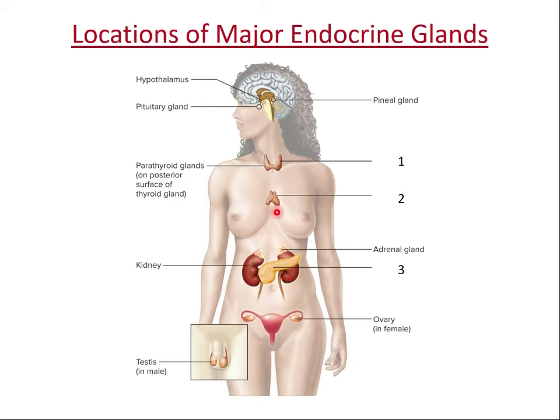And the gland shown here is the thymus, mainly seen in small children. As we grow, this gland becomes smaller as its function becomes less important in adulthood. We have the adrenal glands that are located right above the kidneys, and the structure shown here is the pancreas. And we have the ovaries in females and testes in males.